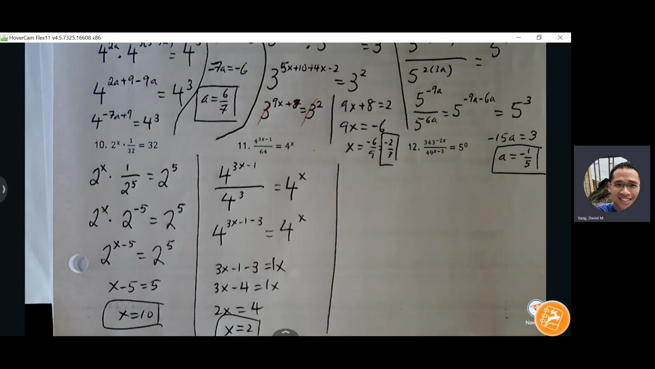Okay, 343 and 49, they both share a base of 7. And that 5 to the 0 is just 1. I can force it to be 7 to the 0. I can still consider it 1.